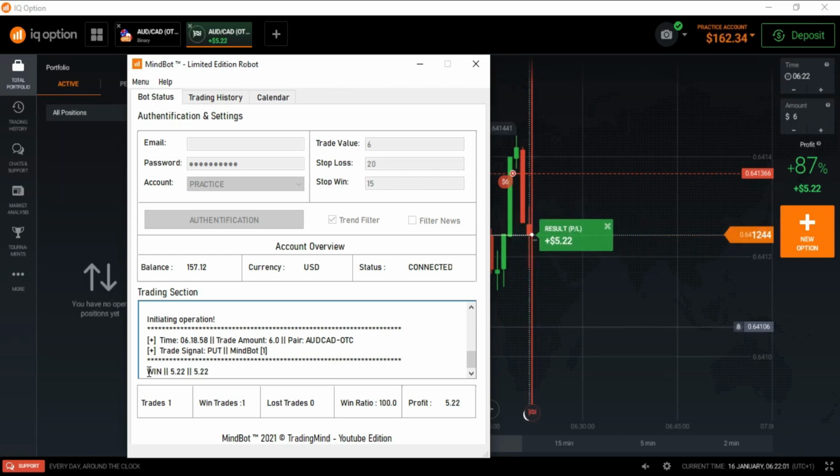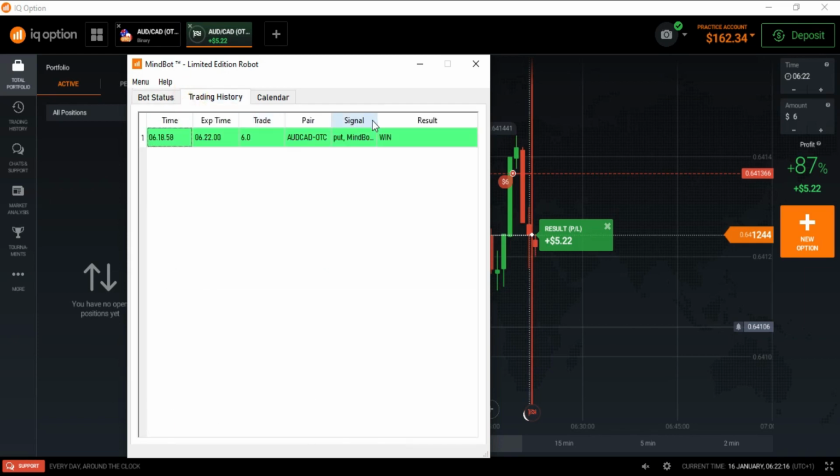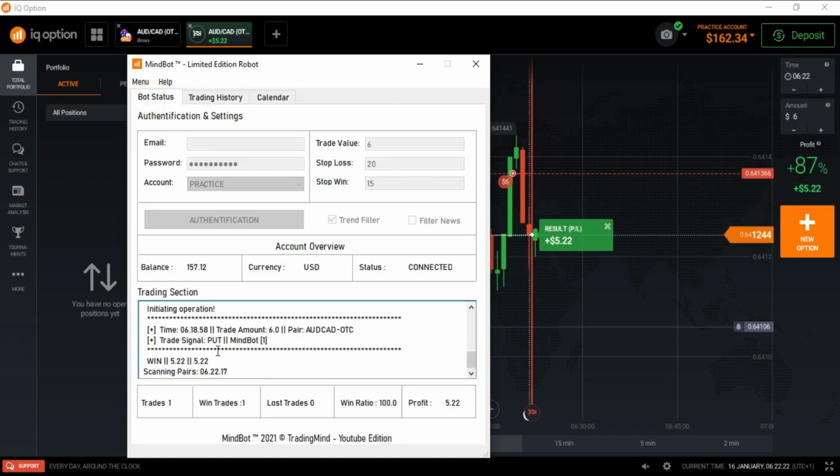So as you can see guys, it showed a win with $5.22, a total of $5.22 of profit. So we have one trade, win trades one. As you can see, it's a put with the main strategy of MindBot. So we're gonna wait for the second entry. We hope the best for the second entry and let's see.